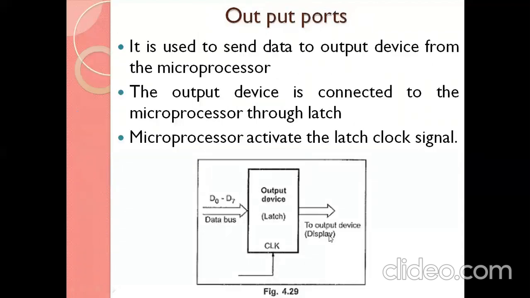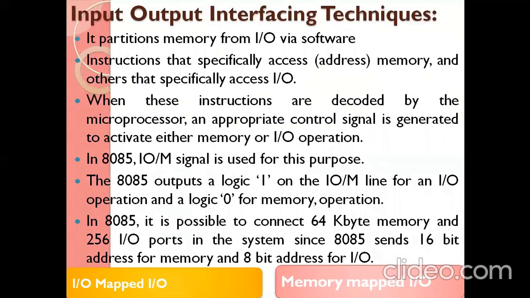Next, we can see what is meant by the output port. The output port is used to connect the output device. This output device consists of a latch. What is meant by a latch? When you store any data in the latch and after that you read the data, the data will be available. Whenever I store new data, the old data gets erased. That is called a latch. So the output device is connected to the microprocessor through a latch. The latch is activated by using the clock signal.